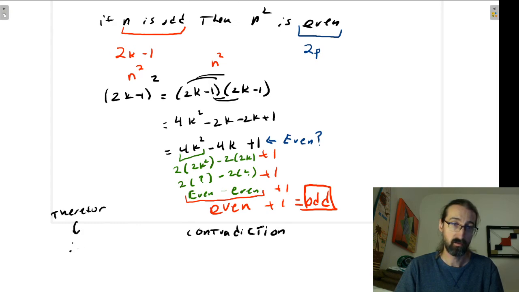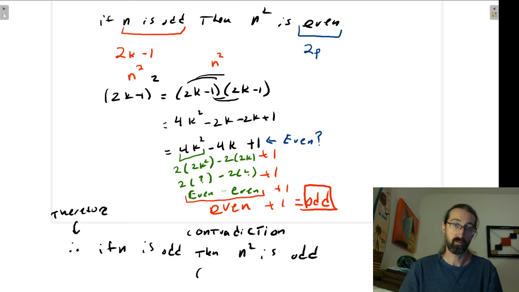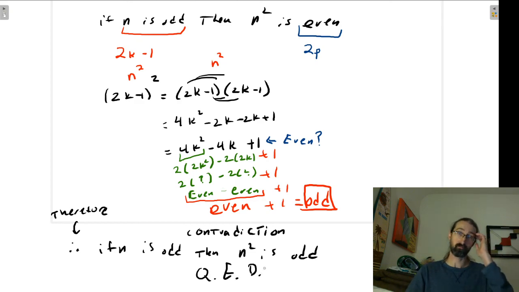Therefore, if n is odd, then n squared is odd. And that is my proof. Q.E.D. So that's a proof by contradiction.